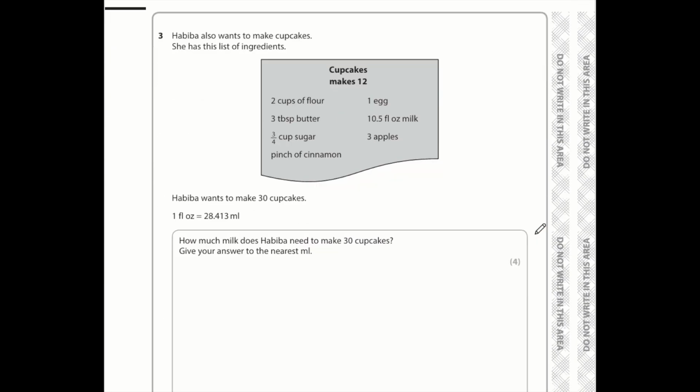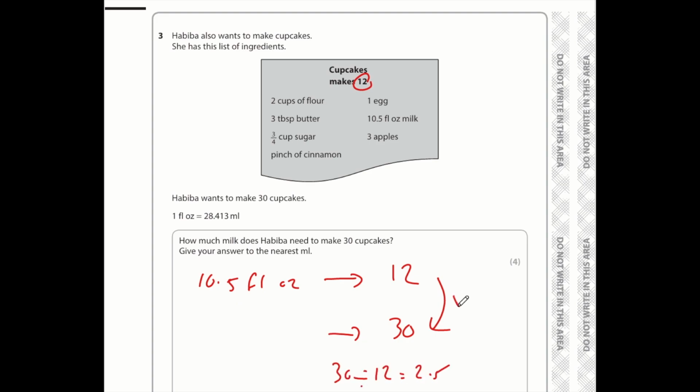Okay, question number 3. The recipe is for 12 and we want to make 30. So we know that 10.5 fluid ounces will give us 12 cupcakes and we want 30. If it was 24, that would be double the number of cupcakes, so double the amount of milk. So how many times greater than 12 is 30? Well, the answer is 30 divided by 12, and that is 2.5. So we're scaling the ratio up 2.5 times.